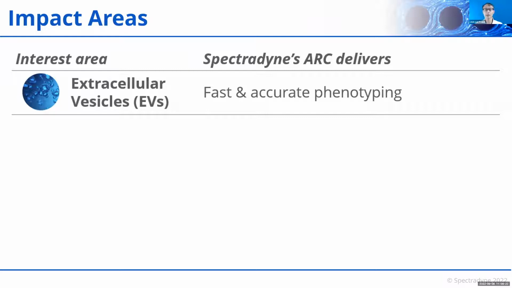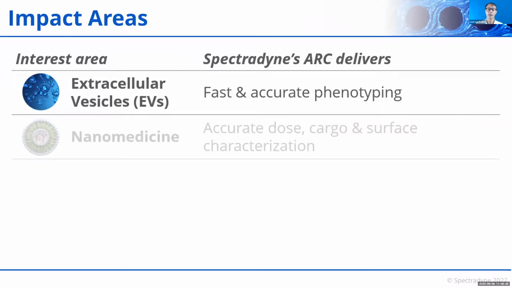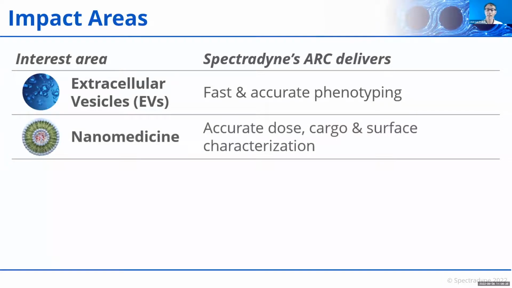For extracellular vesicles, the ARC delivers fast and accurate phenotyping to speed your research. If you're working in a nanomedicine application, the ARC will allow you to accurately measure the dose of your therapeutic and characterize surface and cargo markers even in complex formulations.